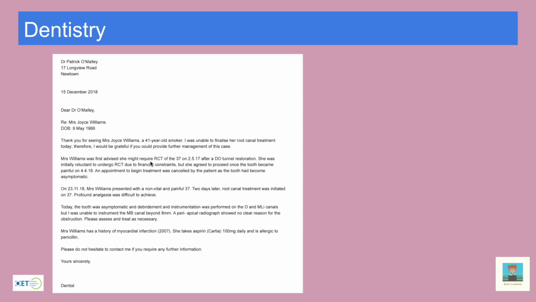We're going to take a look at the actual sample letter that the OET have provided. Familiarise yourself with the format. So we've got the receiver's name and address here. We've got the date, we've got the dear line, and then we've got the re line. So the title, Mrs. in this case, it could be Mr., Ms., etc. First name, surname, and date of birth.